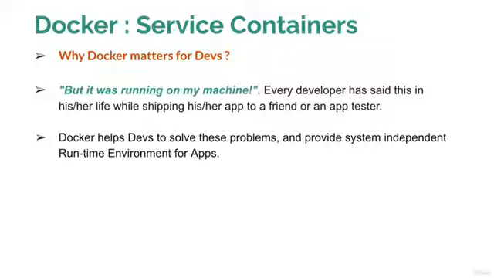So Docker is the answer, and Docker helps the developer solve these problems and provides a system independent runtime environment for the application. Yes, that is a very true statement. Docker provides a system or OS independent runtime environment for the execution of applications, and that is the thing which makes Docker so popular. So we are going to discuss a few reasons why IT industries are adopting Docker and why Docker became so popular in a very short time.